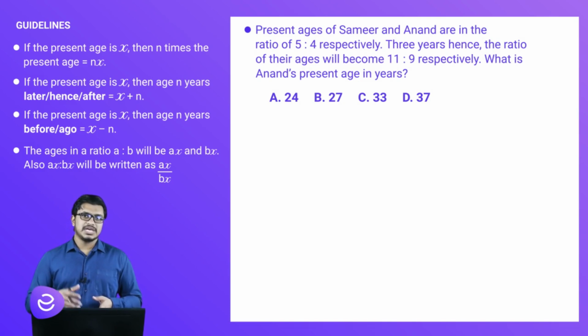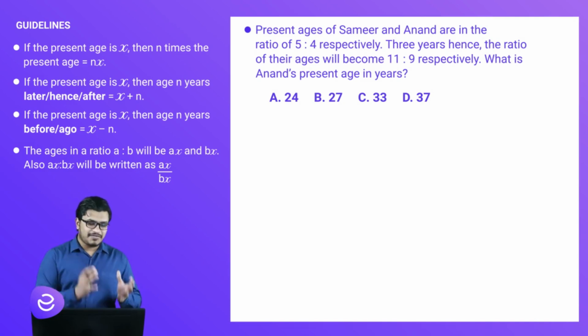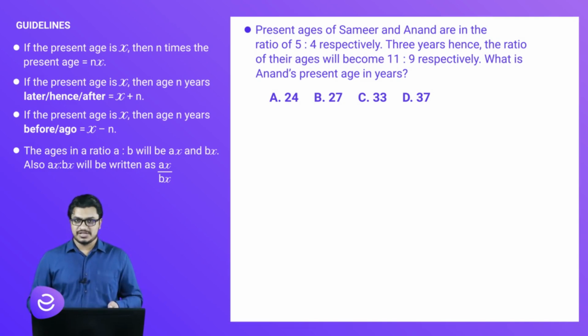So, what we will do is take 5x and 4x. That is their correct ages, not 5 and 4. And 3 years hence, hence means after, or 3 years later, so we will add plus 3. The ratio of their ages will become 11:9. So, even after 3 years, their ages are not 11 and 9, their ages are 11x and 9x. We will take x for ratios. And one more thing is, as we said before, 5:4 we can write as 5/4, and 11:9 we can write as 11/9. So, this much we have taken from our guidelines.